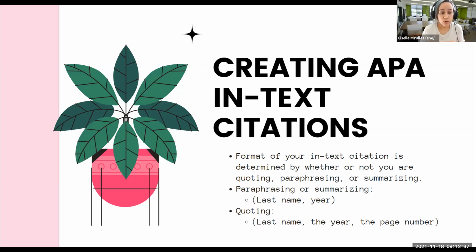When you quote, you want to include the last name, a comma, the year, a comma, and the page number. So you have to provide the page number for quoting, but you do not have to provide that when you're paraphrasing or summarizing something someone else said.